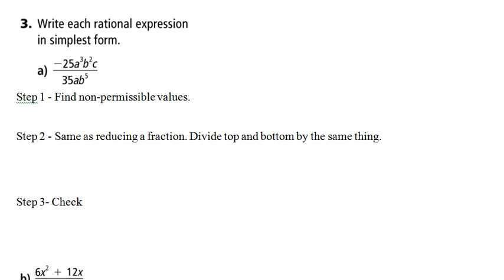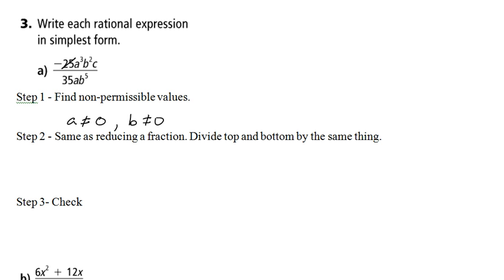Well, if a equals 0, I'm going to end up with division by 0. And also if b equals 0, I'll end up with division by 0. So a can't equal 0, and also b can't equal 0. Okay, and then same as reducing a fraction, we're just going to divide top and bottom by the same thing, and we're just going to look at each thing separately. So probably the easiest way to do this is to, actually, let's just do it right on here.